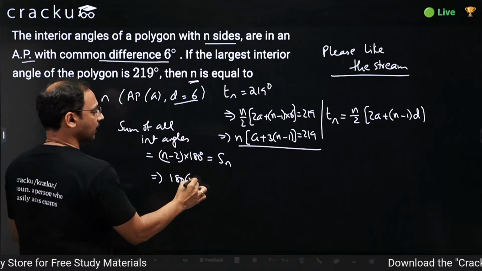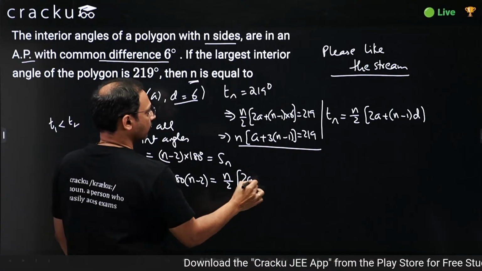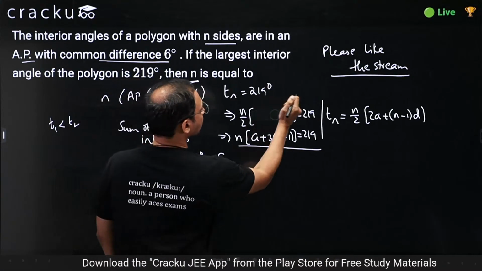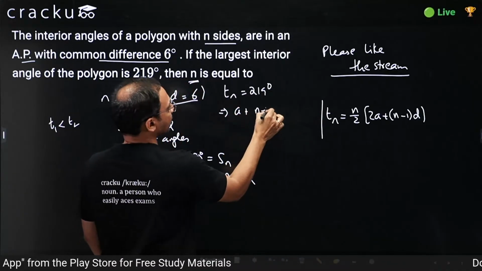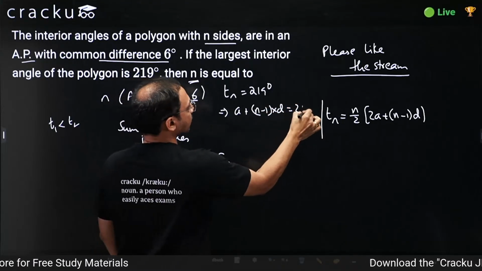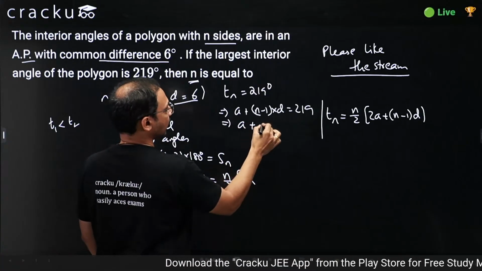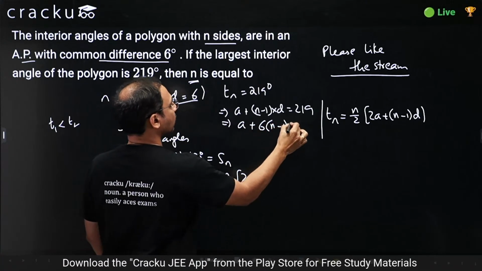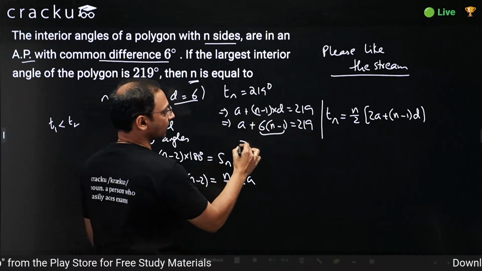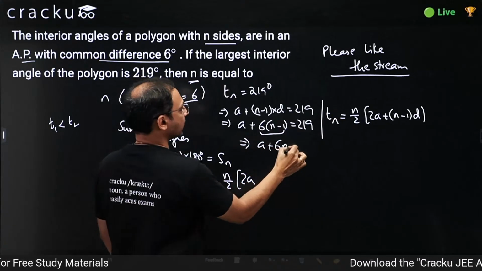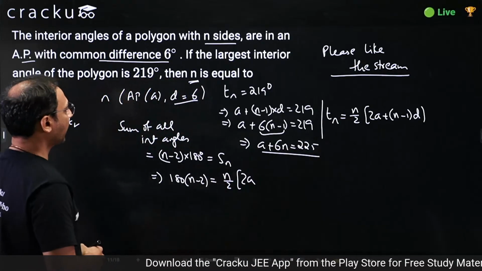I'll get 180 into n minus 2 is equal to n by 2 into... I'm sorry, this is the nth term formula. This should be a plus n minus 1 into d. The Sn formula will come here. So here d is 6, so I can write this as a plus 6 into n minus 1 is equal to 219. I see a minus 6 here. Let me send the constant to the other side. We get a plus 6n is equal to 225. So that is one relation between a and n.